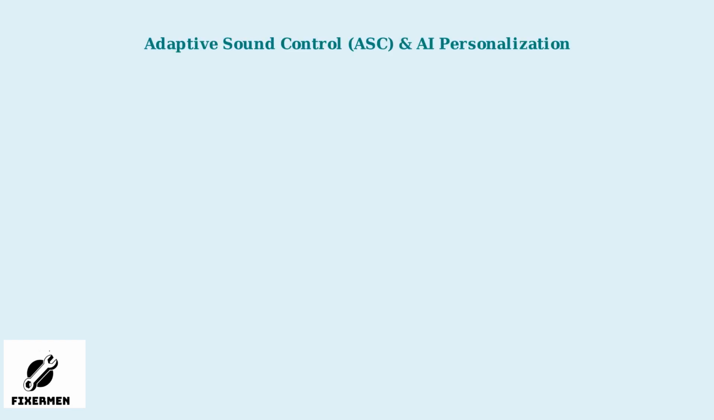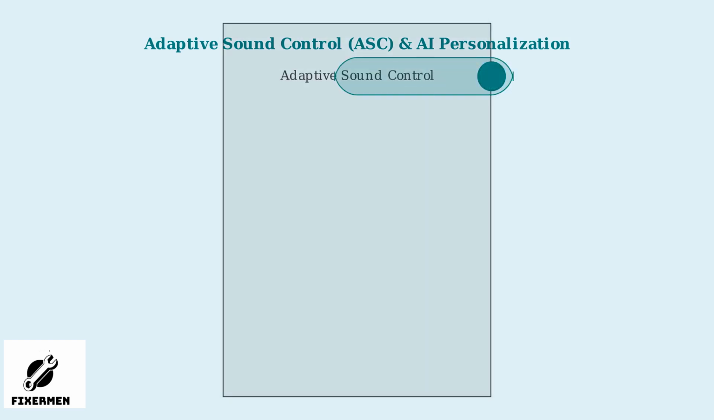Adaptive Sound Control, or ASC, is an intelligent feature in the Sony Headphones Connect app that automatically adjusts your earbuds' sound and noise cancellation based on your location and activities. To enable ASC, open the Sony Headphones Connect app and navigate to the Settings menu. Look for the Adaptive Sound Control option and toggle it on.